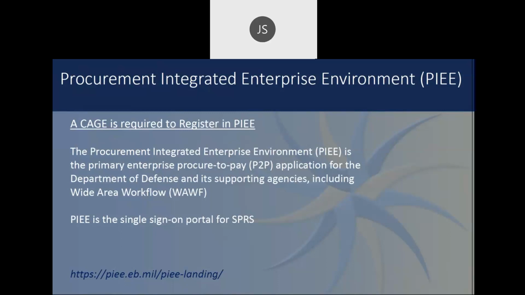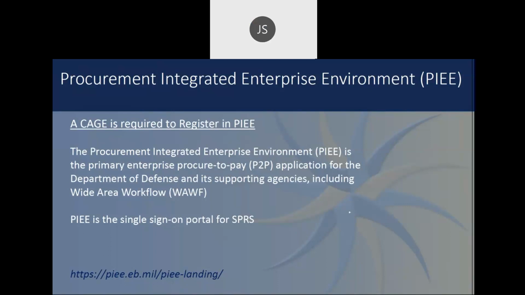So now you're in CAGE, and now your hierarchy is correct in SAM, and it's probably been already sent over to SPRS. So how do I get access to that? Well, you're going to need an account in PIEE, the Procurement Integrated Enterprise Environment. You're going to go in and get your account there. A CAGE is required to even register your company in PIEE, and that's what you're going to do.